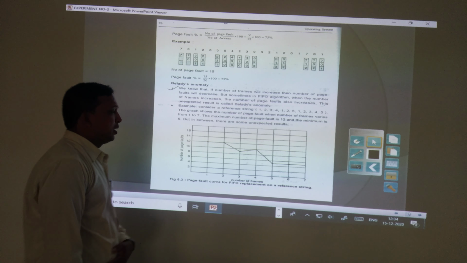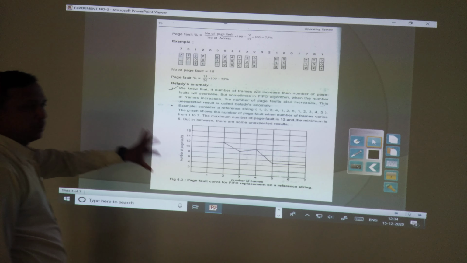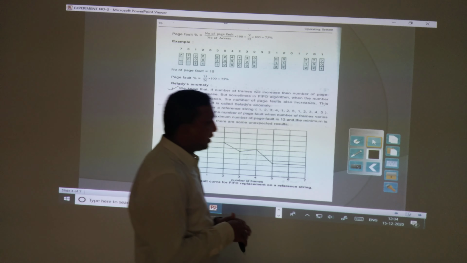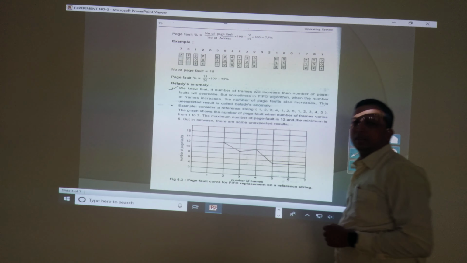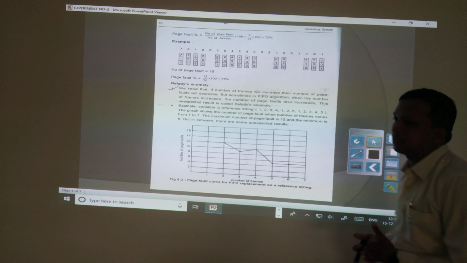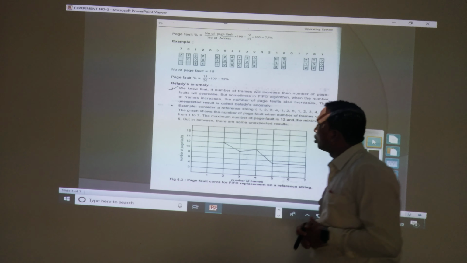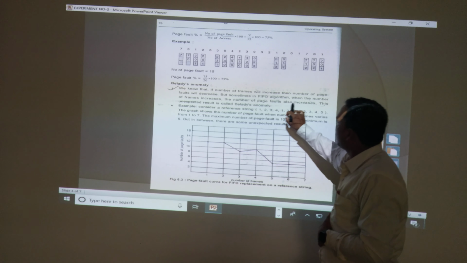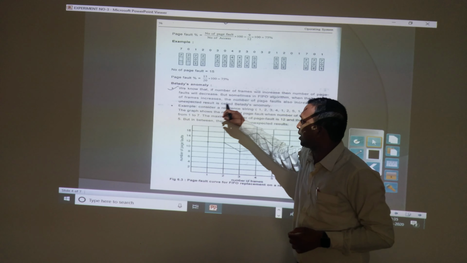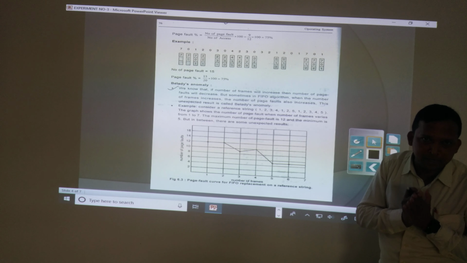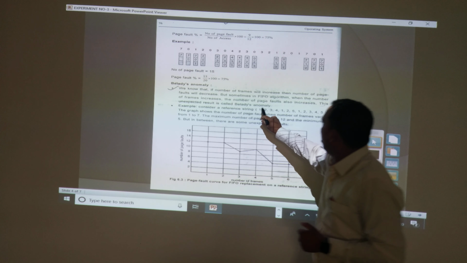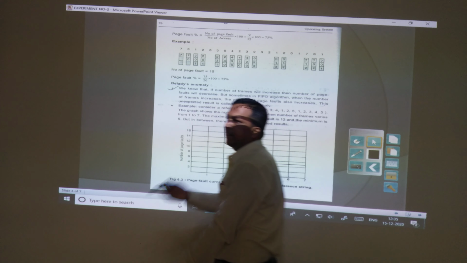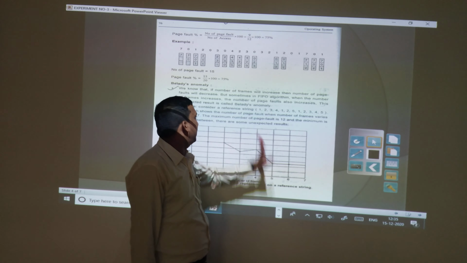So in the FIFO page replacement algorithm, one concept is there, that is Belady's anomaly. It means sometimes in the FIFO algorithm, when the number of frames increases, the number of page faults also increases instead of decreasing. This unexpected result is called Belady's anomaly.